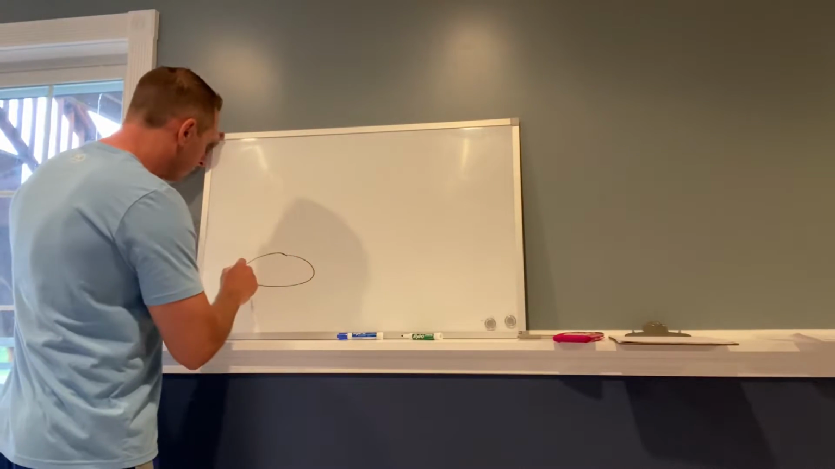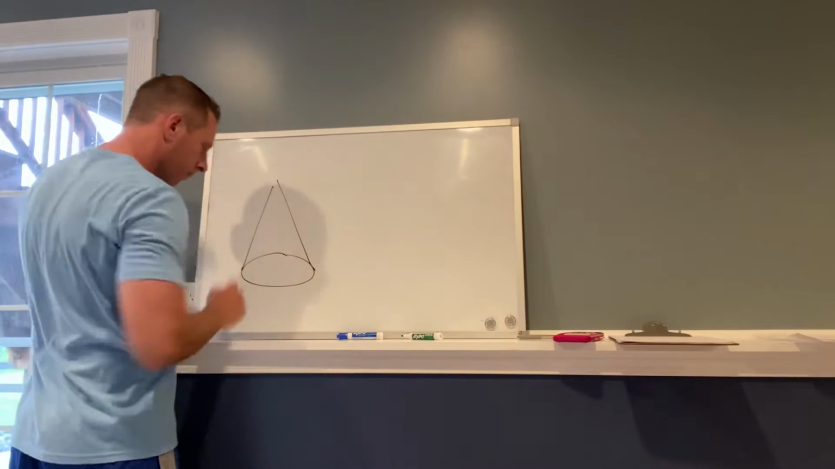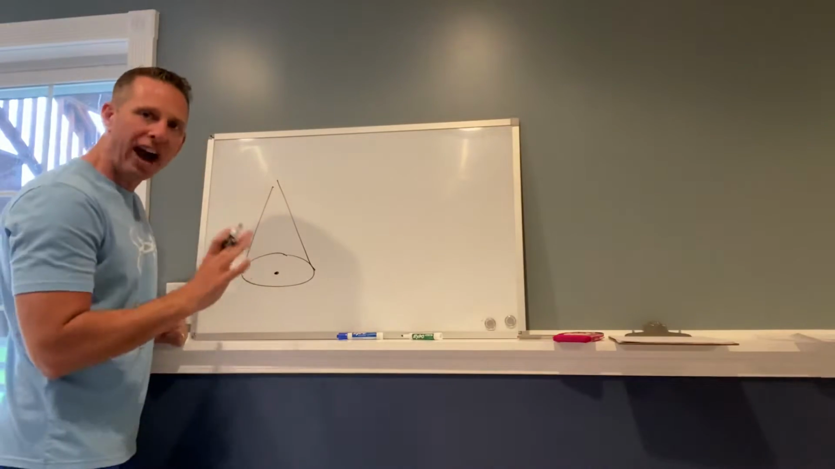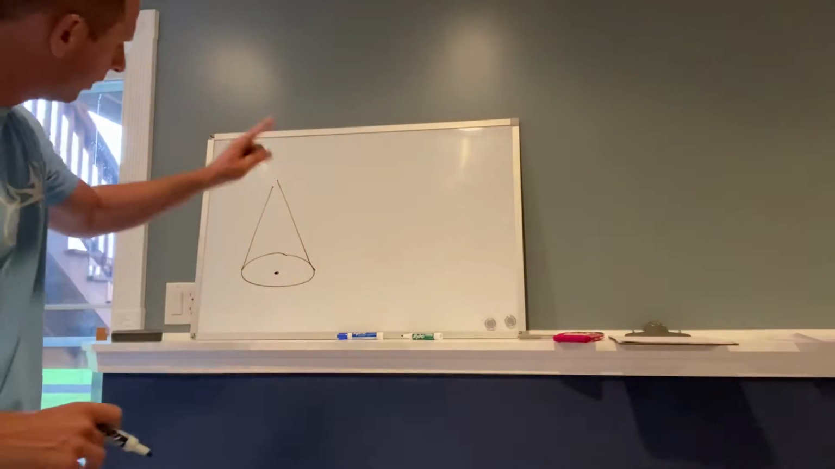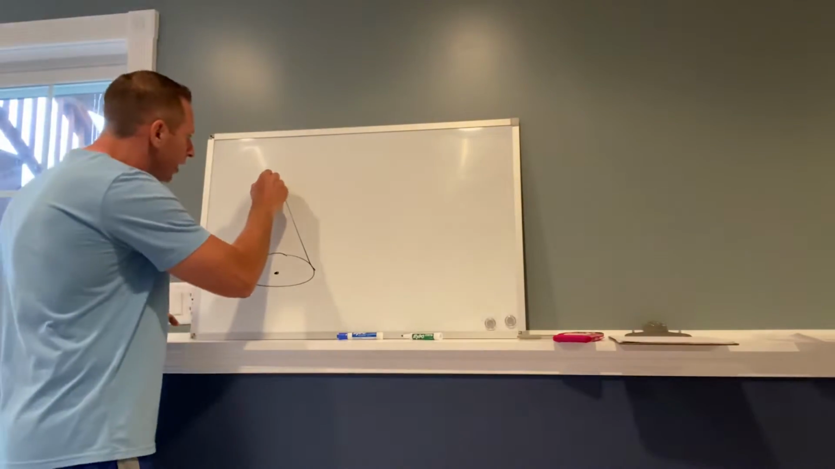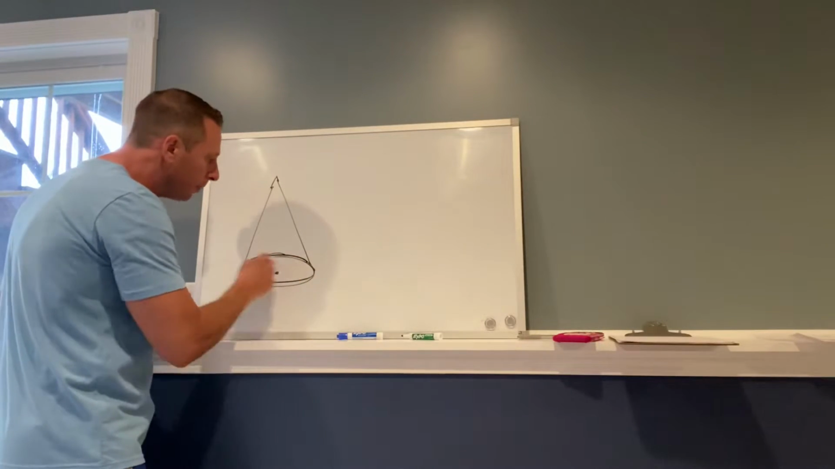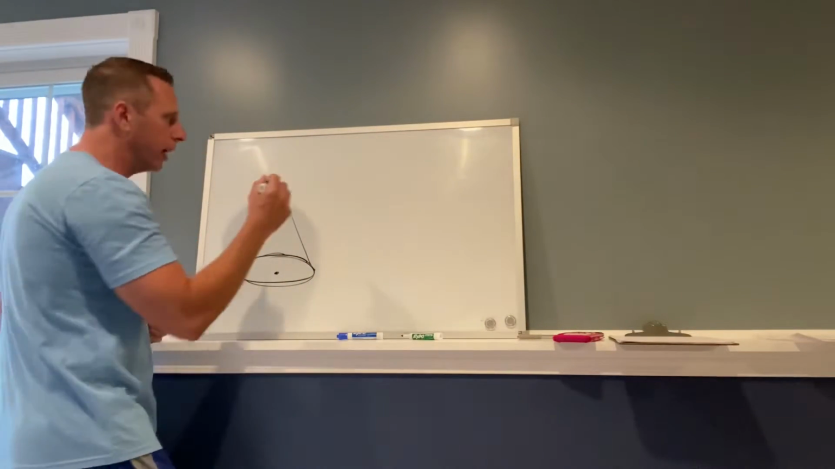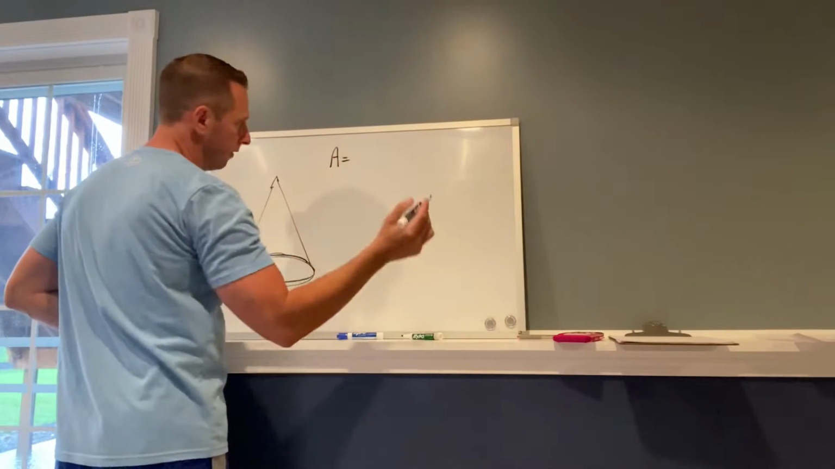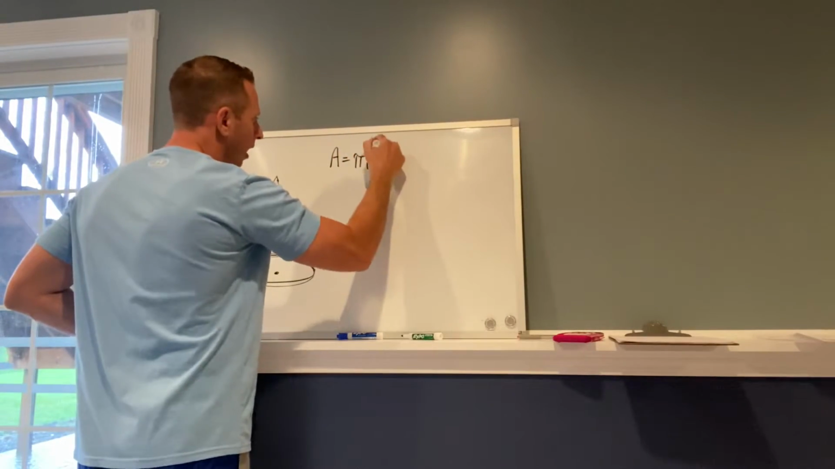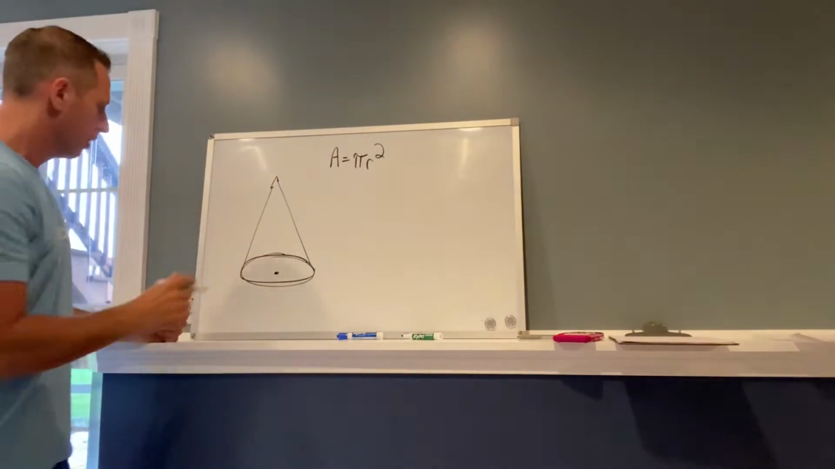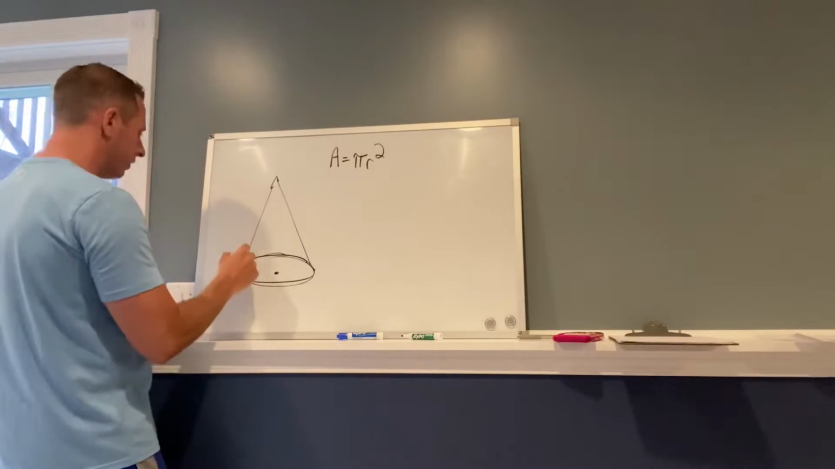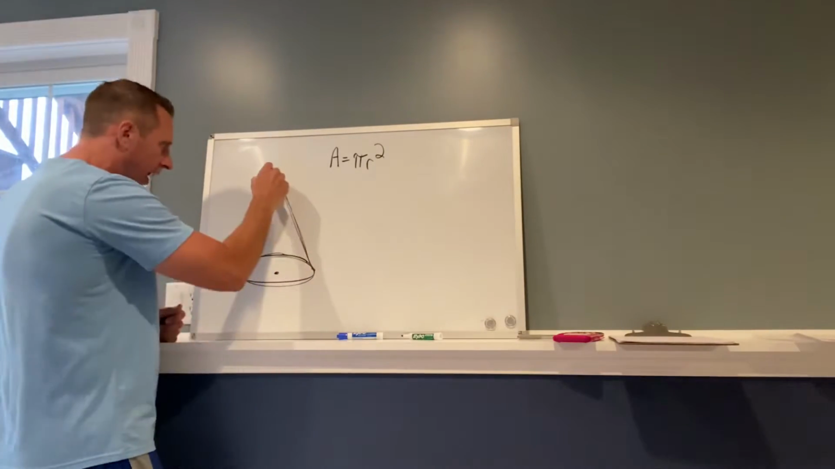Here's a cone. We want to find the total surface area of the cone. Total surface area is going to include the base. The base is a circle. The area of a base, or the area of a circle, is pi r squared. So that part's easy.